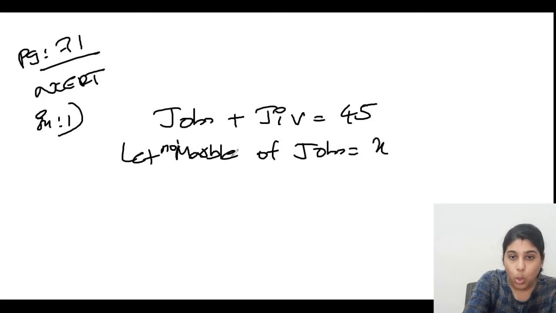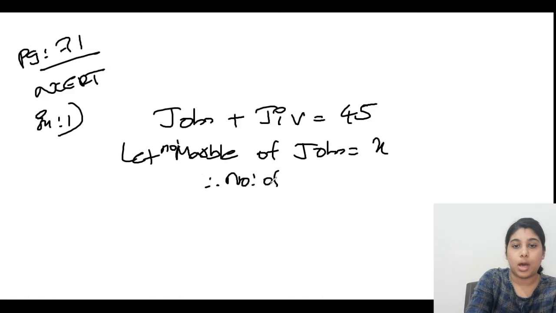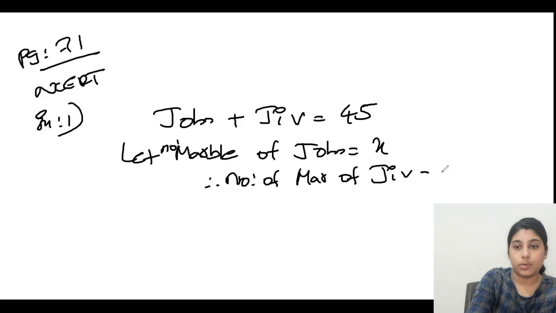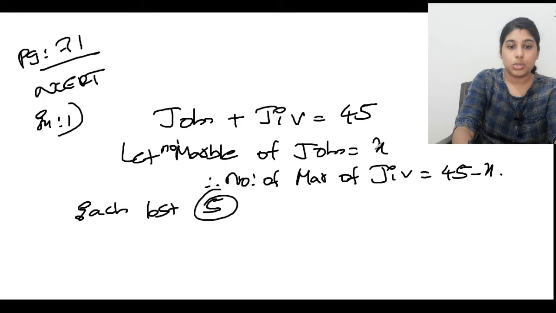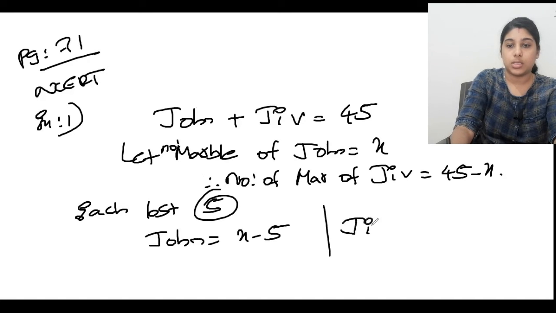We know that the total is 45. Therefore, the number of marbles of Jivanti will be 45 minus x. And we said that each lost 5 marbles. So now John has x minus 5. And Jivanti has 45 minus x, out of which again 5 is subtracted. So 45 minus 5, you can take it as 40 minus x.